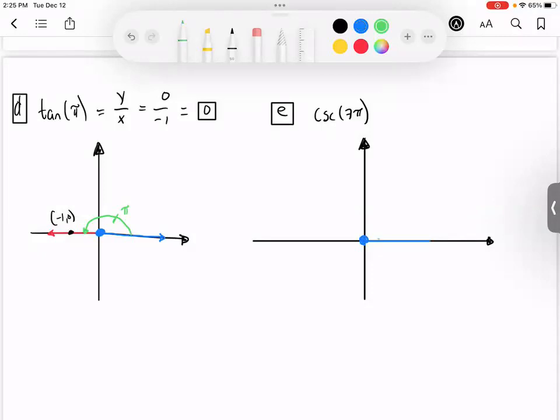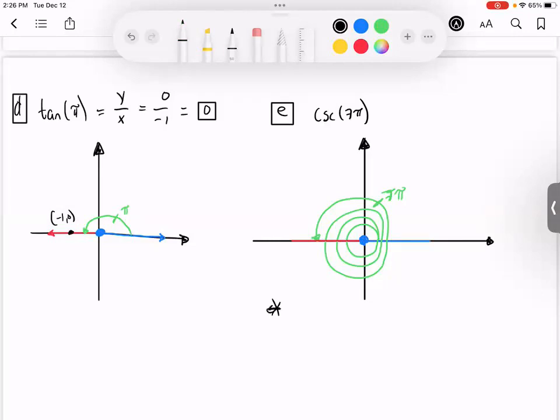So if I made one rotation, that's 2 pi, right? If I make a second rotation, this is now 4 pi. If I make a third rotation, that is 6 pi. So 7 pi is going to be on the negative x-axis, right? What we see here in green is my 7 pi. But what you should make a note of is that 7 pi is coterminal to pi.